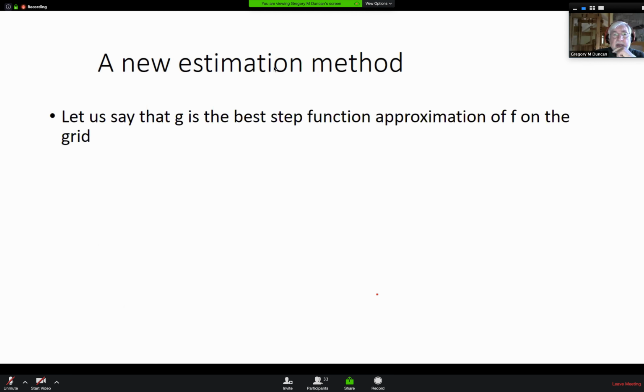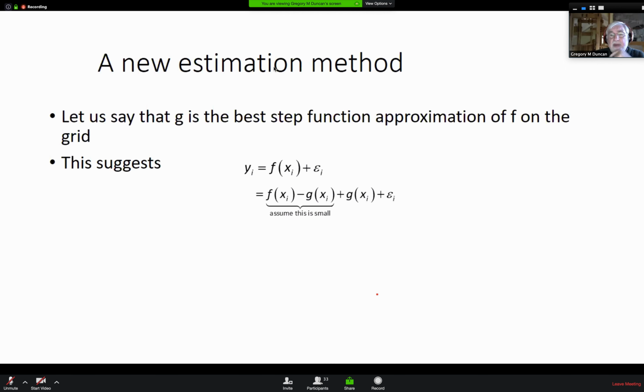And now I'm going to talk about a new estimation method. Let's say that you have a G that's the best step function approximation of F on the grid. And we won't talk about what that means yet. So that suggests that Y equals F of X plus epsilon can be written in this way. That is, I can take G of X, the best approximation, subtract G of X, so that's 0, that hasn't changed anything. And I can always write it that way.